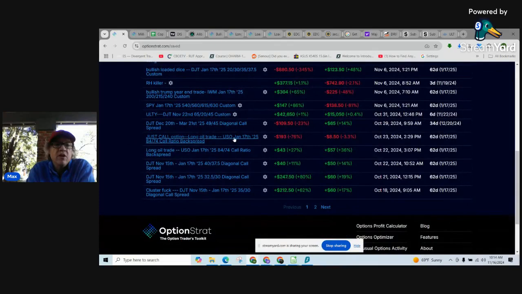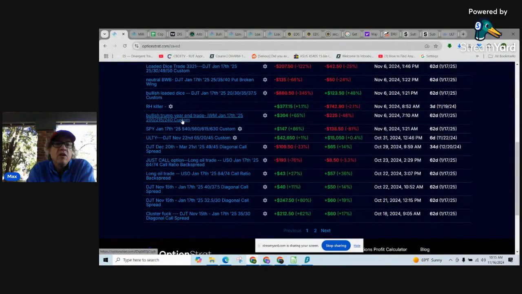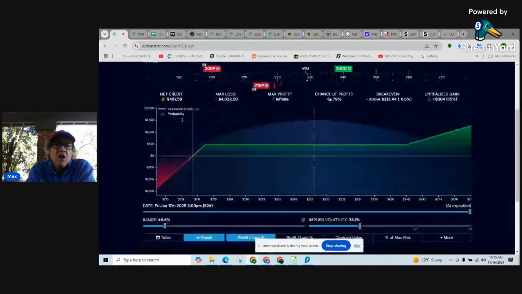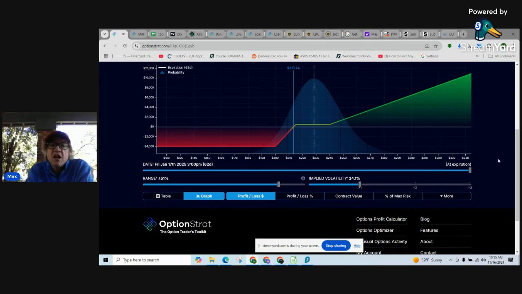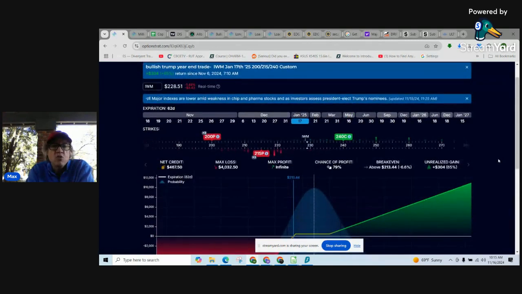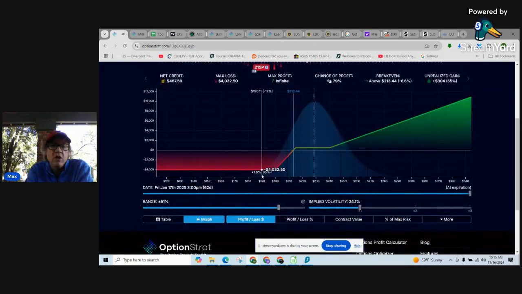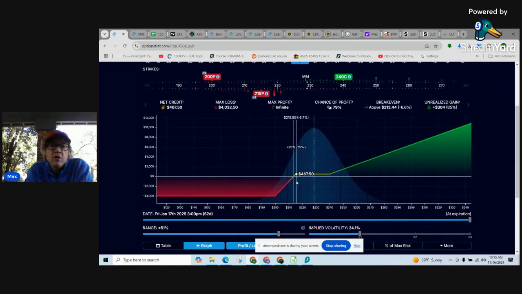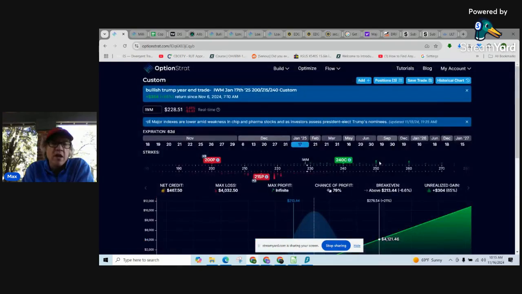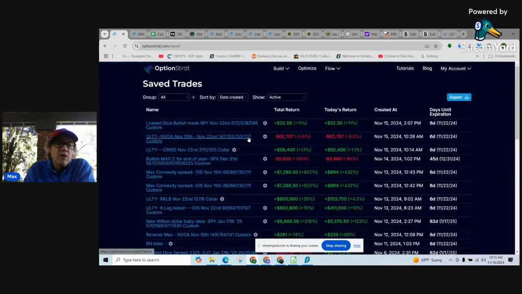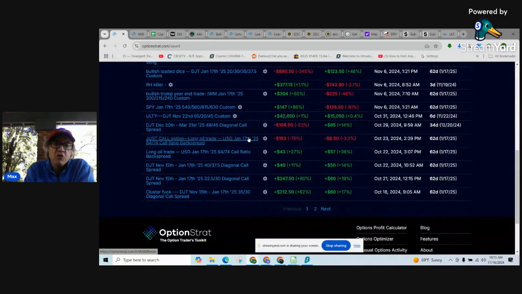Let's see what else we've been looking at. The bullish Trump year-end trade. Maybe this is actually the one I put on election day, because they always say the Trump trade is Russell, smaller stocks. Okay, so I just simulated it out to January. You'd have to have $4,000. It gave you a massive buffer, like a 5-6% buffer, and if we get a rally into the end of the year in Russell, you're on board for the ride. That's a nice trade. I'm just simulating as many of these in here as possible to use for teaching content.